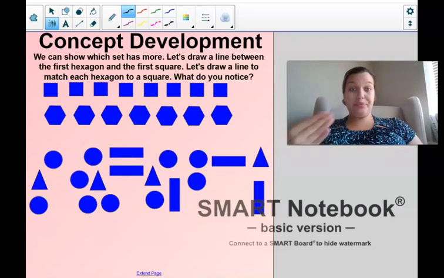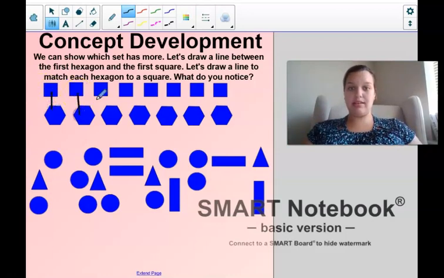Okay. They said we should do the same thing. So we're going to do a line from our first square to our first hexagon.